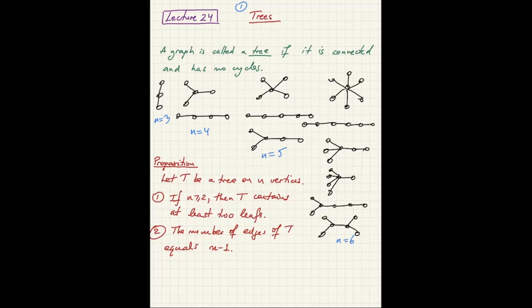And last time we proved this proposition, which states the following: if T is a tree with n vertices, then it has two properties. One, if n is greater or equal to 2, then T contains at least two leaves, which are vertices of degree 1. You can see that in all these examples, but it is true in general for any tree with at least two vertices. And second, the number of edges in any tree equals n minus 1. So if you have n vertices in a tree, the number of edges is n minus 1.